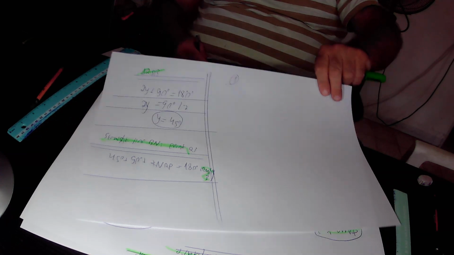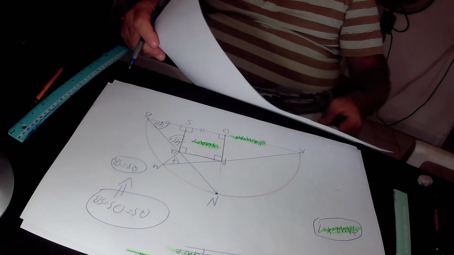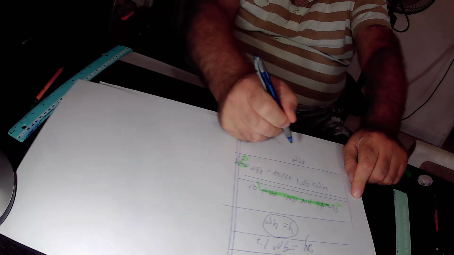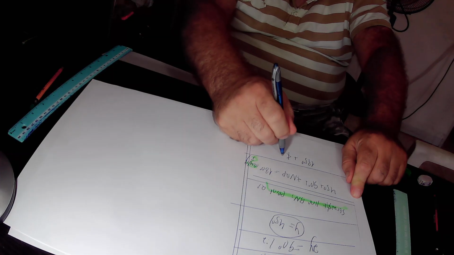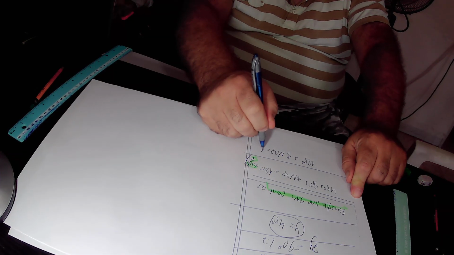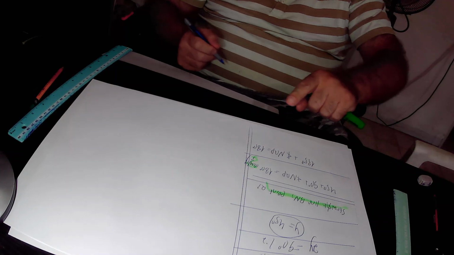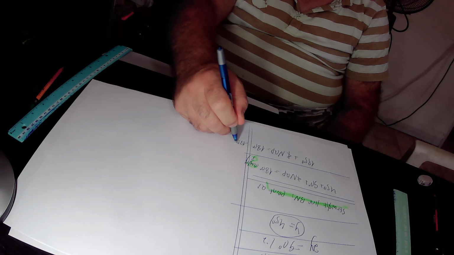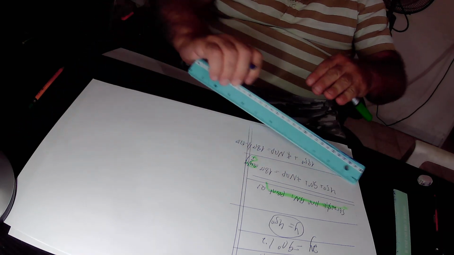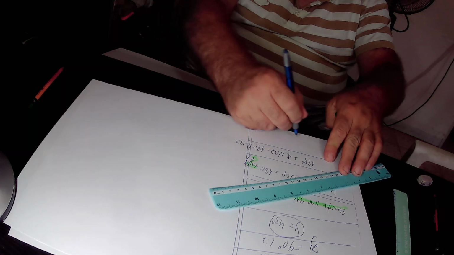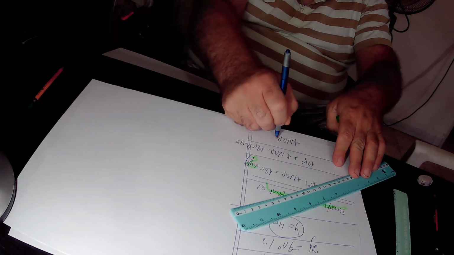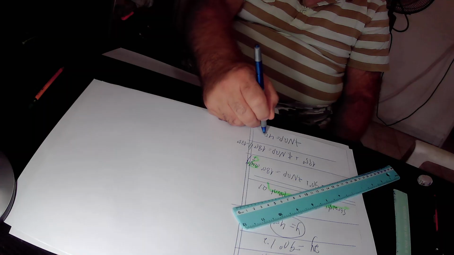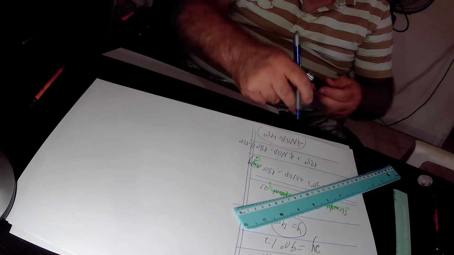45 degrees plus 90 degrees is 135 degrees. So 135 degrees plus the missing angle NQP, in total, must be equal to 180 degrees. Here we subtract 135 degrees from this equation, and we get that the missing angle NQP is equal to 180 degrees minus 135 degrees, which is 45 degrees. So the missing angle NQP equals 45 degrees in its size.